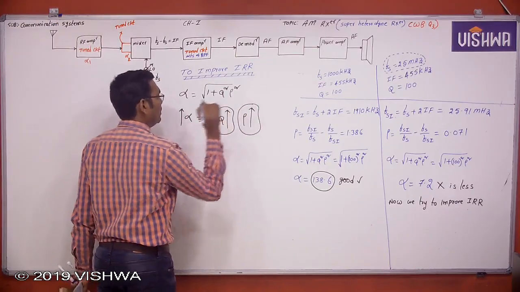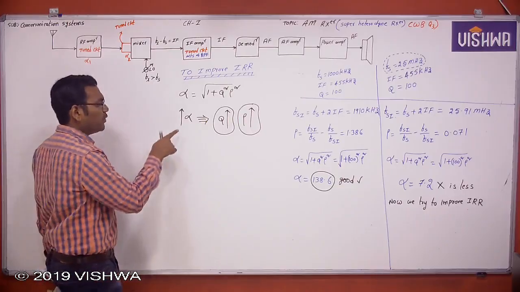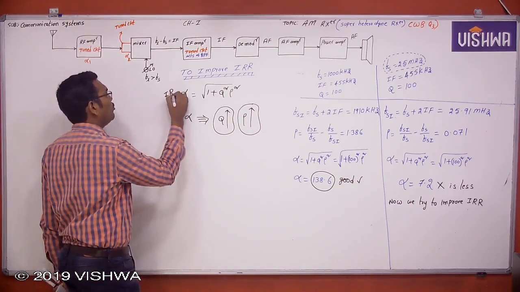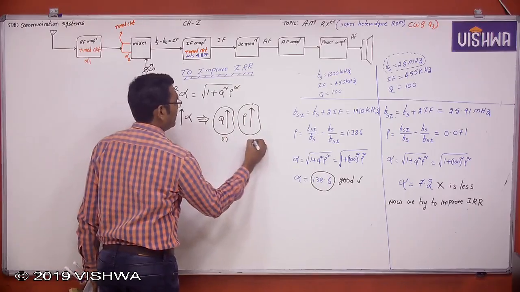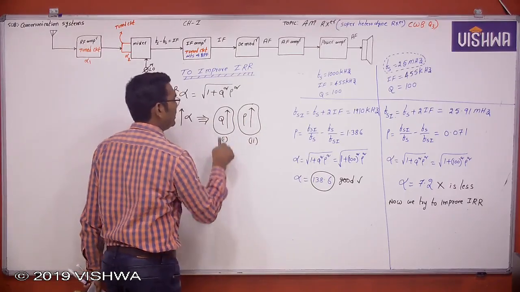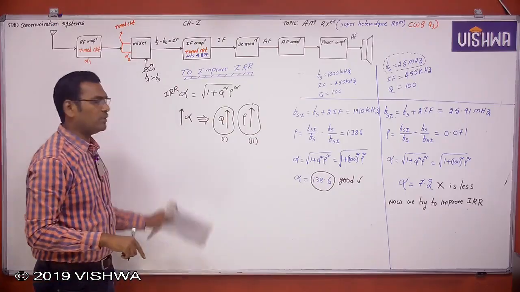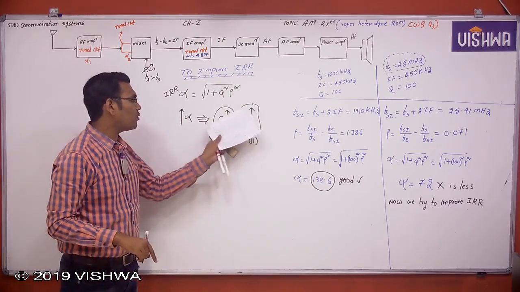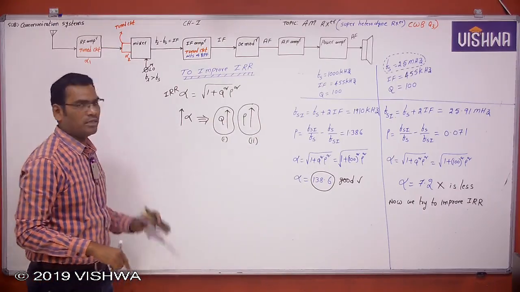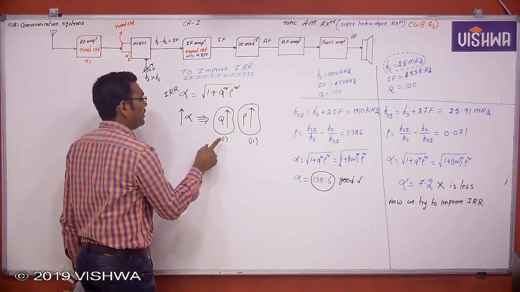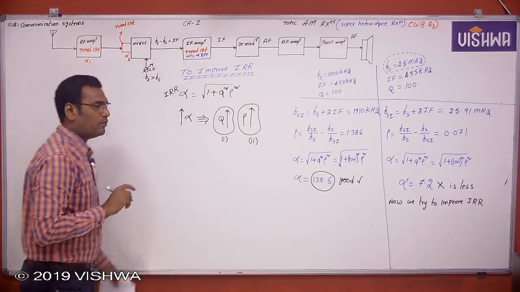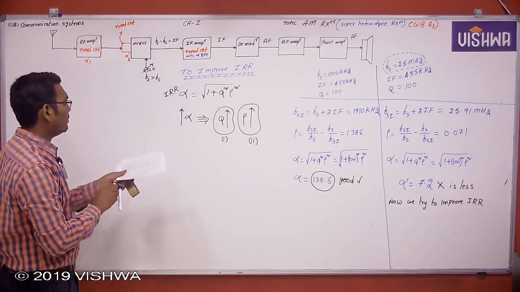So if you want to improve the image rejection ratio, there are two options for us. One is to improve the quality factor, another is to improve the rho value. Increasing the quality factor increases the image rejection ratio, or increasing the rho value increases the image rejection ratio. Now first we will see, if we increase the quality factor, what happens? Okay, note down this.